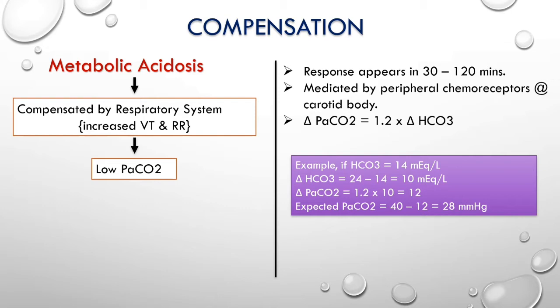For example, if the bicarbonate level of a given ABG is 14 milliequivalents per liter, meaning metabolic acidosis, the change in bicarbonate level would be 10, because the normal would have been 24 and the actual is 14, so 24 minus 14 gives us 10. In other words, the bicarbonate level is deficient by 10. Now, how much would be the change in PaCO2 level? We can derive this number by multiplying the change in bicarbonate by 1.2. So 1.2 multiplied by 10 gives us 12. So there will be a change of 12 millimeters of mercury in the PaCO2 level for compensation.